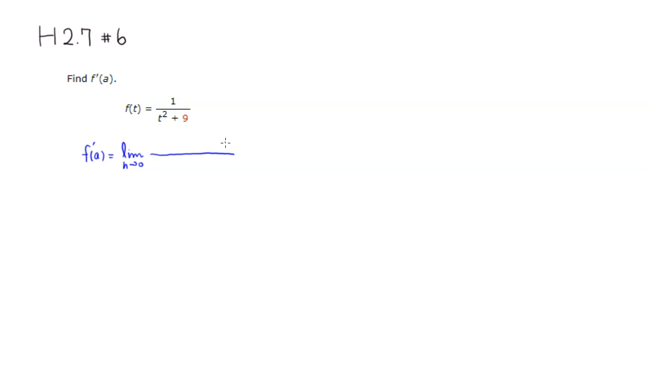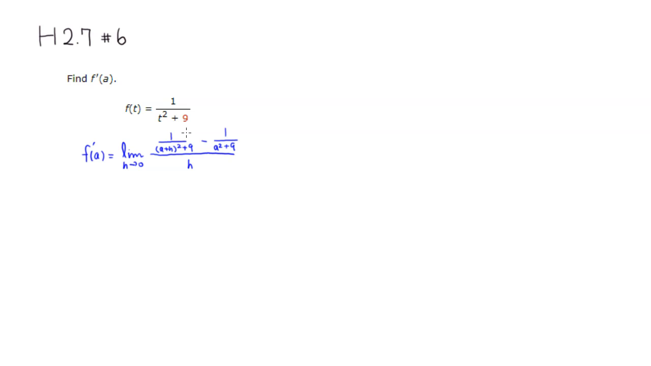We're going to have f of a plus h. Every time you see t in the formula, we replace it by a plus h. So we have 1 over t becomes (a plus h) squared, plus 9, minus f of a. Every time we see t, we put a in it. So 1 over a squared plus 9, and then all over h.